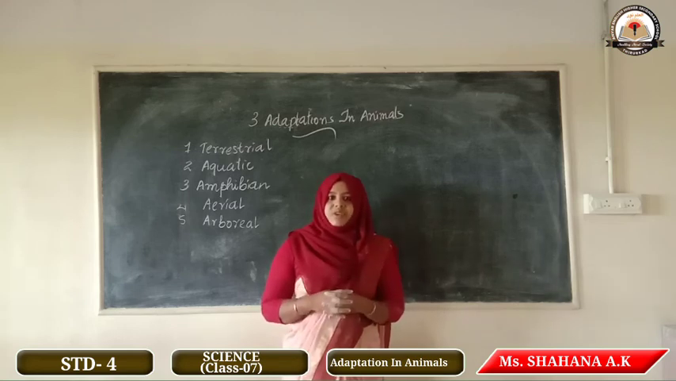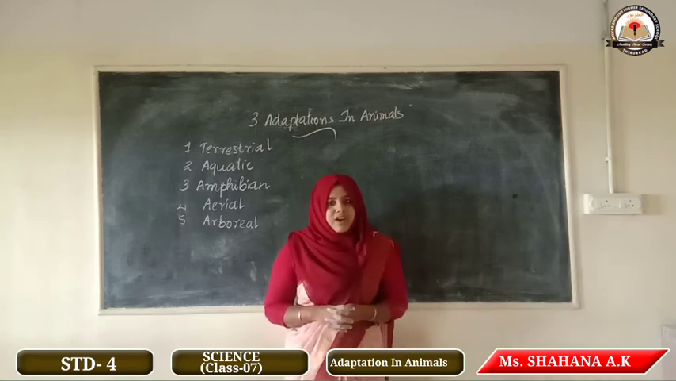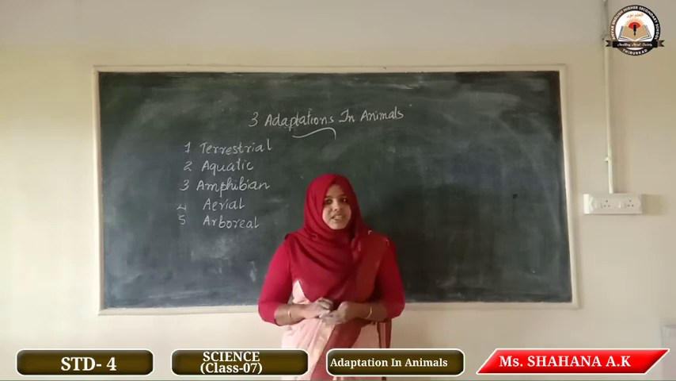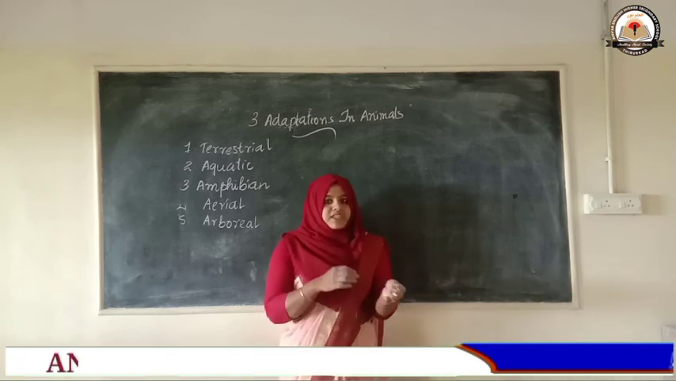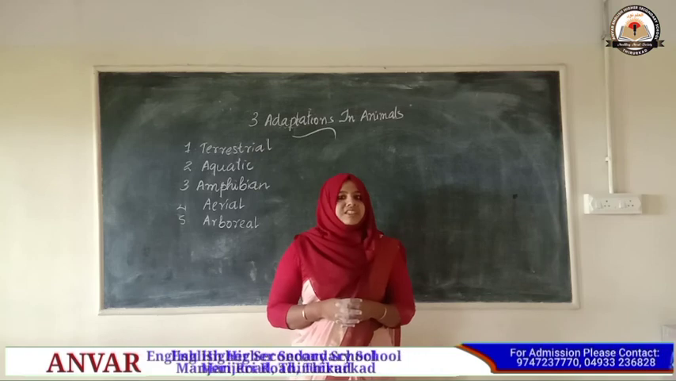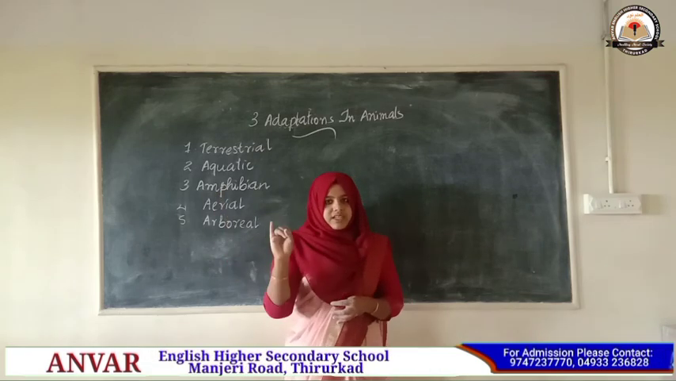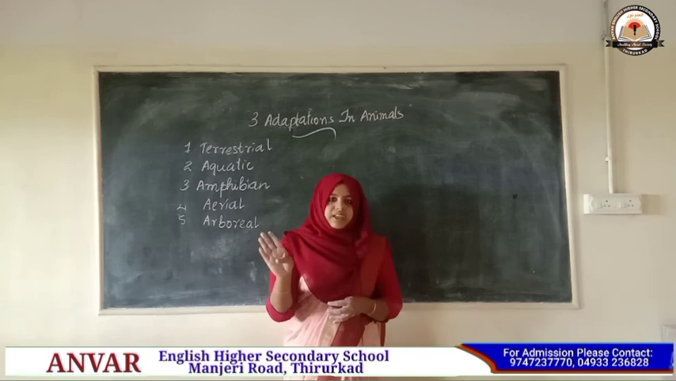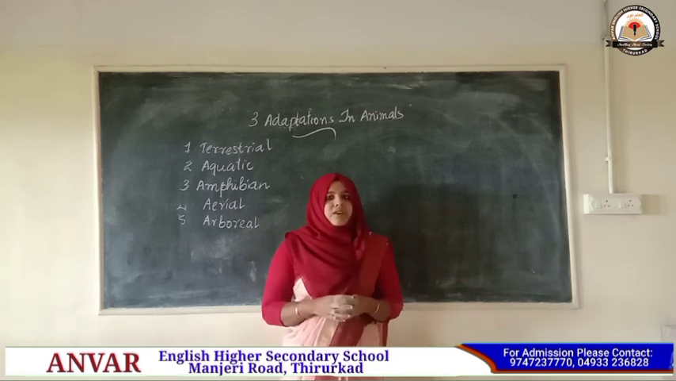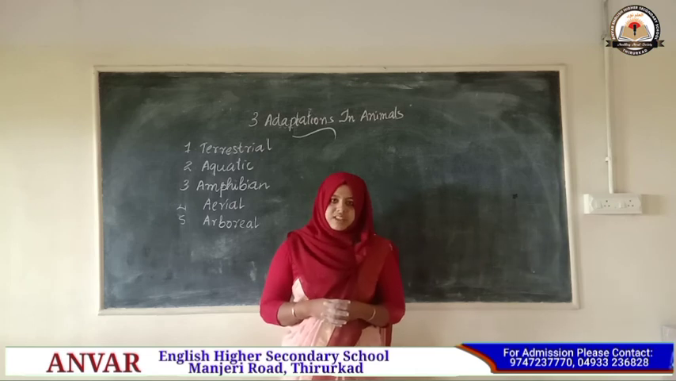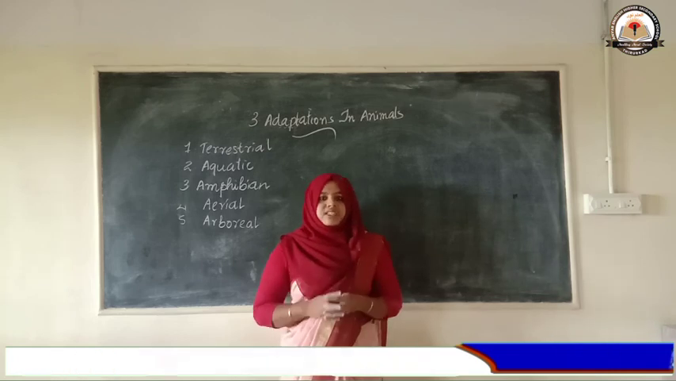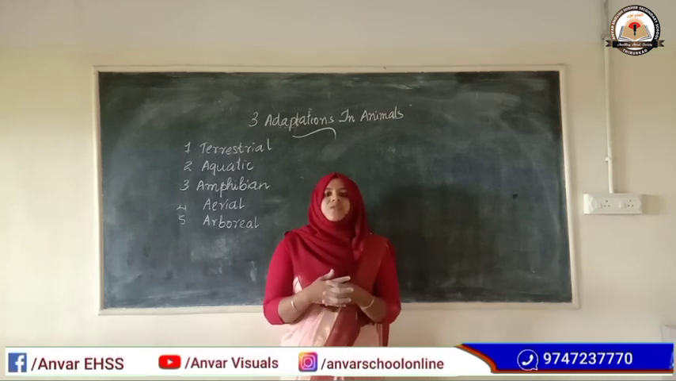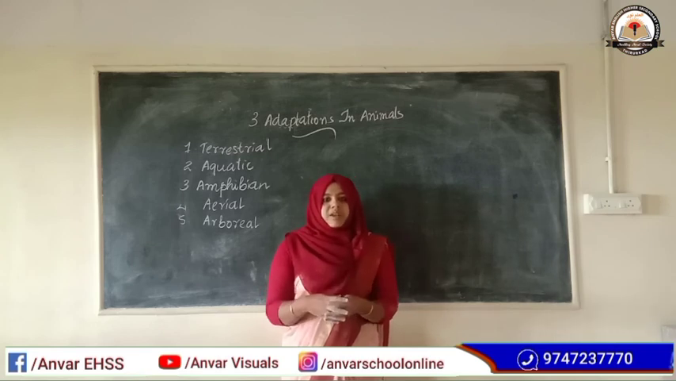So, let me conclude all the things we have discussed here. First of all, we studied about adaptations. Adaptation is the adjustment of an animal with its surroundings. Based on this, we divided animals into 5 groups. They are terrestrial, aquatic, amphibian, aerial and arboreal. Then we studied about different types of terrestrial animals, and the specialities of some animals living in forests and some living in deserts, isn't it? And now we have to study the specialities of animals living in cold areas. That we can discuss in the next class.